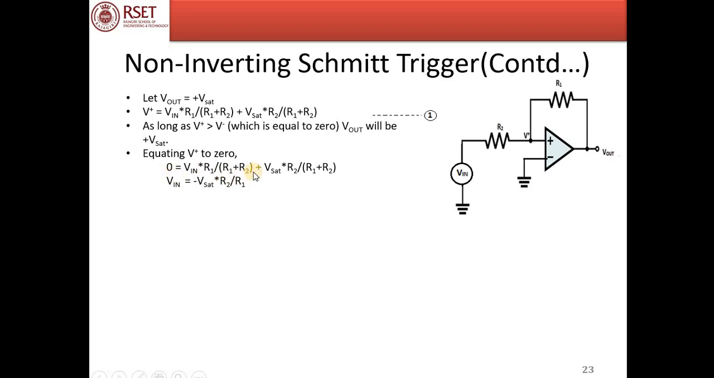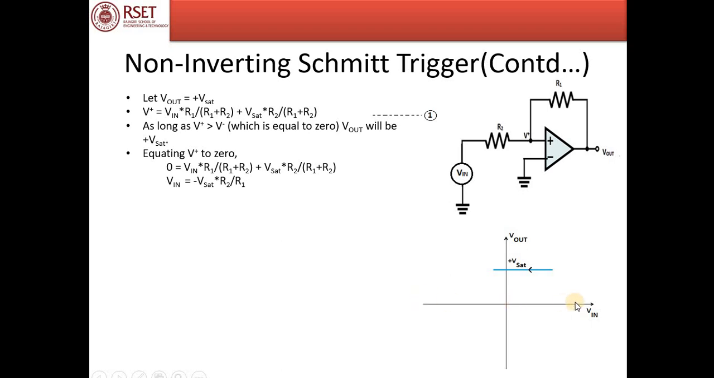So, for this value of V input, V plus drops to 0, and on further decreasing V input from this value, V plus keeps on decreasing. That is, it falls below the voltage at the inverting terminal. Then what happens? Since the voltage at the non-inverting terminal falls less than the voltage in the inverting terminal, the output switches to minus Vsat.